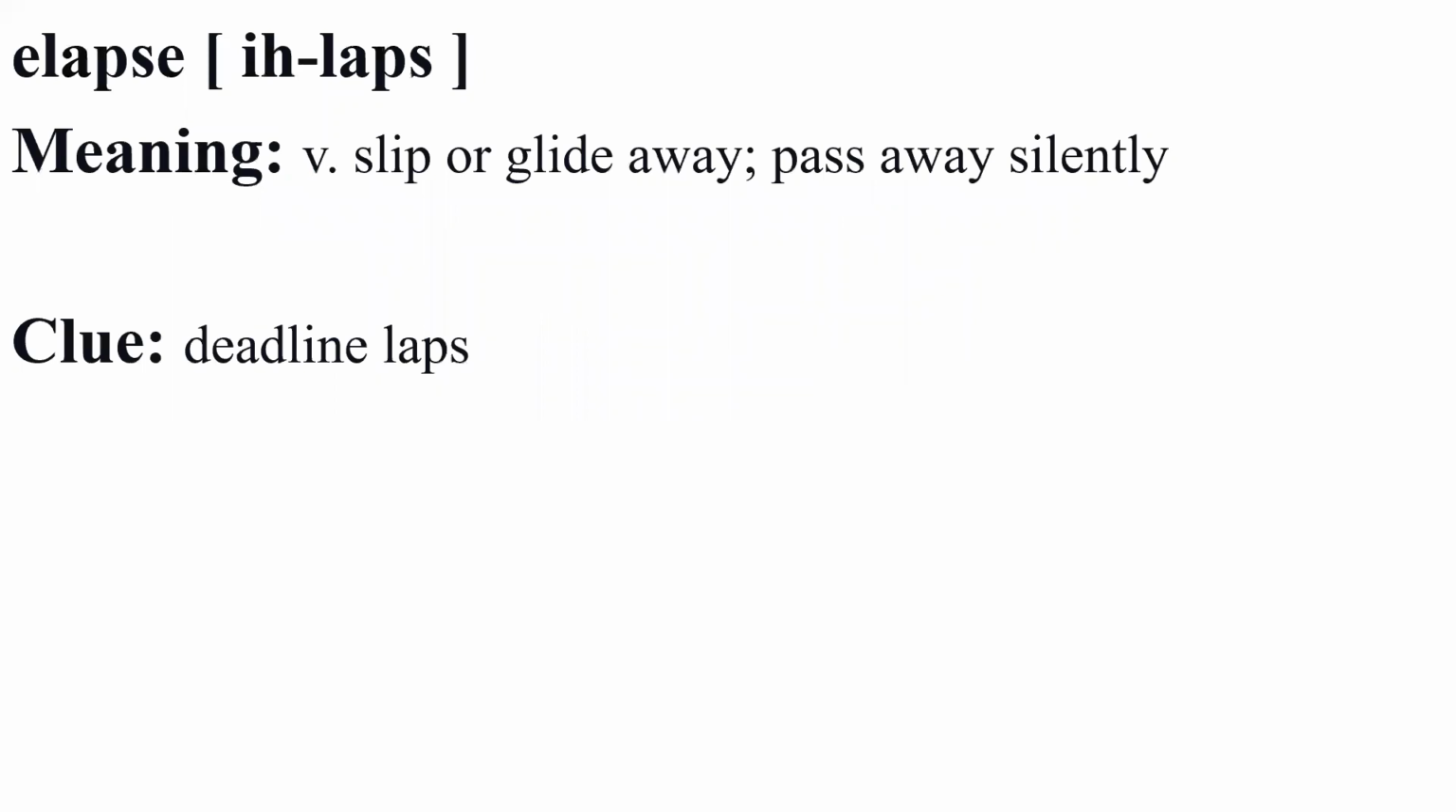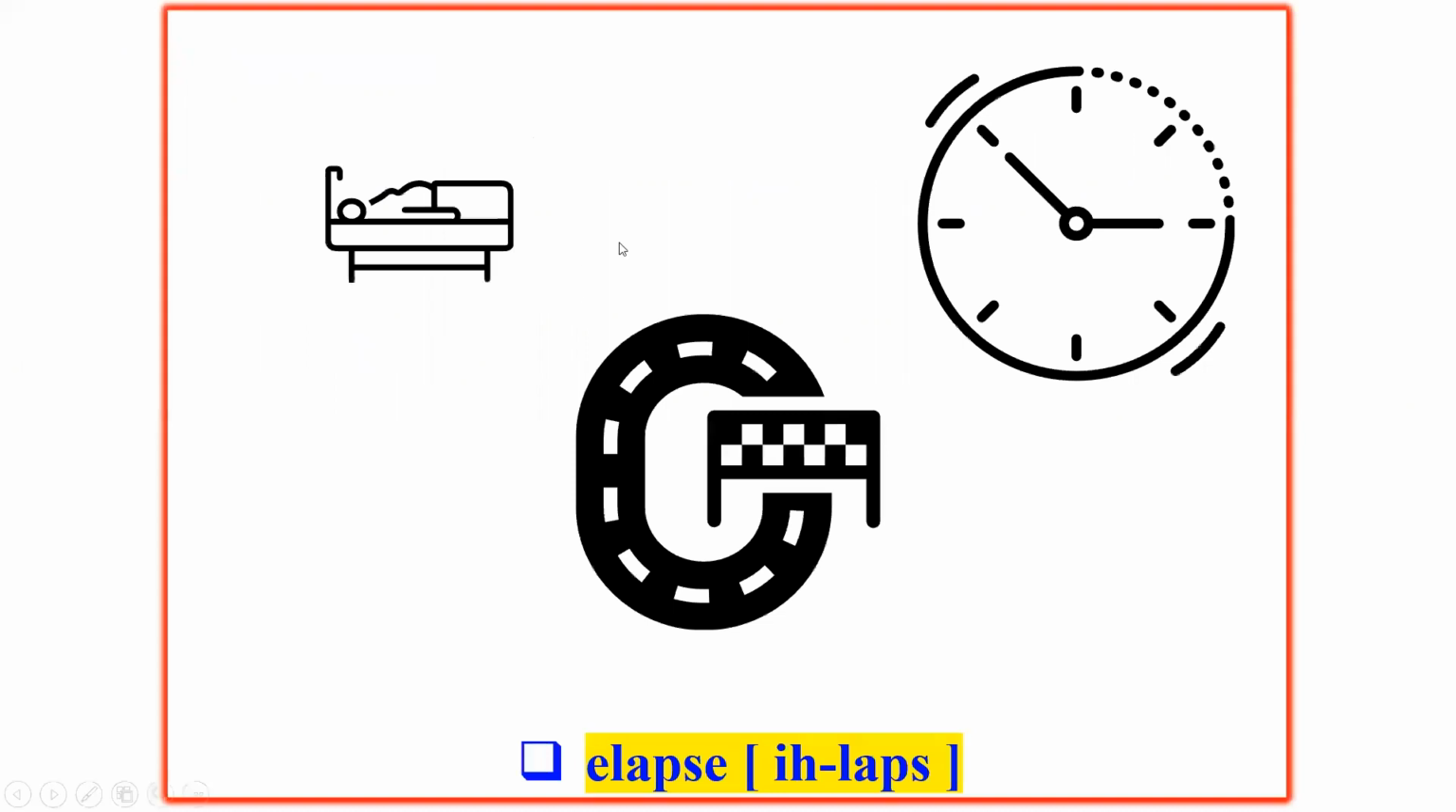Elapse, slip or glide away, pass away silently. Clue: deadline lapse. The issue is that of a completion deadline passing away, and the scissor taking lapse on a circuit even after the slip.